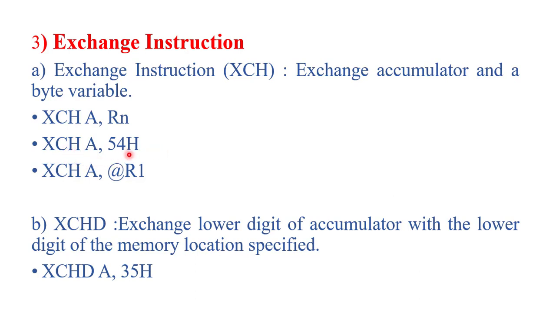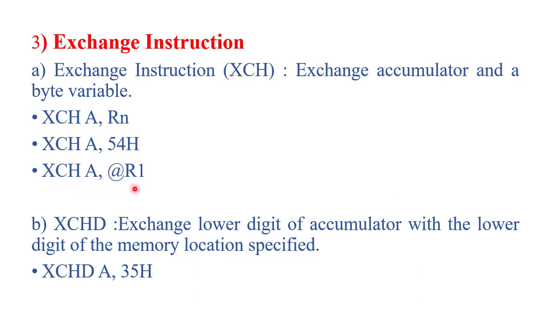Next instruction is XCH A, 54H. This instruction tells that the data stored in 54H is exchanged with the accumulator content. Here we do not perform any operation, we only exchange the content of the accumulator register and the content of this memory location.